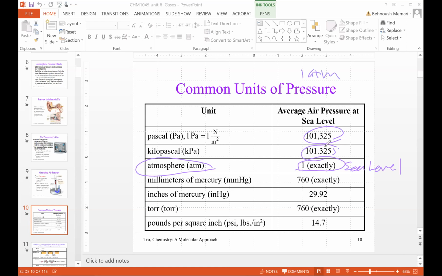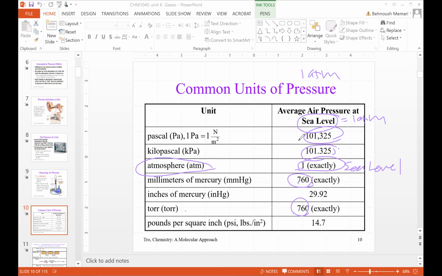Okay. So the average air pressure at sea level is 1 ATM. That's why if you express it in ATM, it is going to be exactly 1, because pressure at sea level is 1 ATM. The higher you go, the atmospheric pressure is going to decrease. And these are the different units. Understand that 760 torr is the same as 760 millimeter mercury, and that equals 1 ATM.